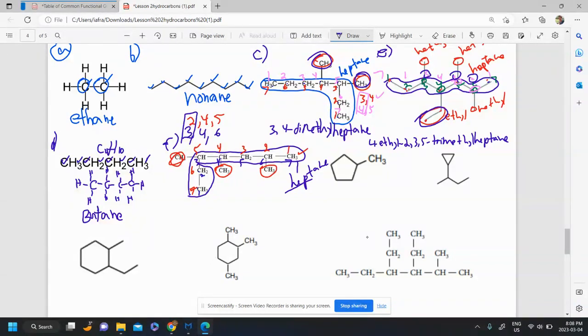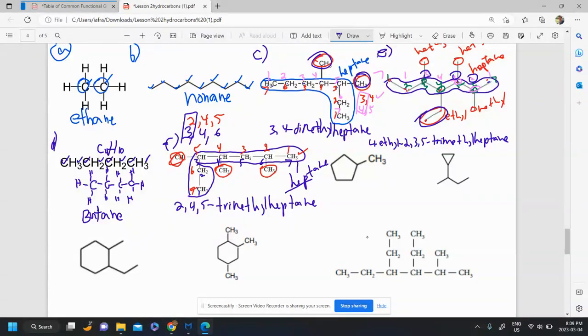So what do we have? We have 2, 4, 5 trimethyl, and then heptane. 2, 4, 5-trimethylheptane. That is our molecule name. Let's go to the next one.